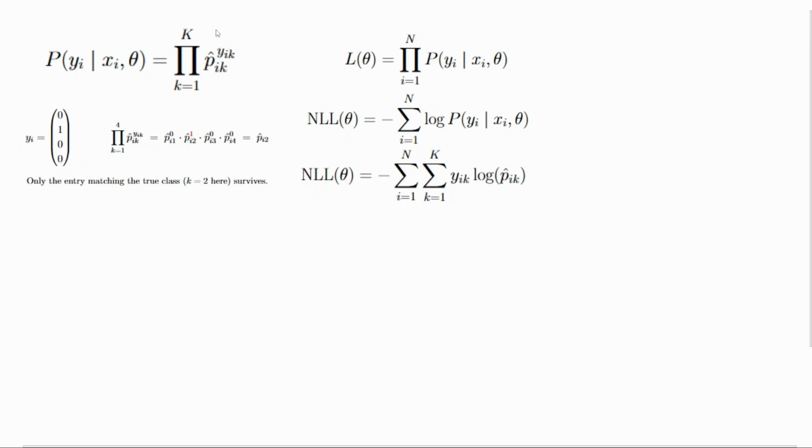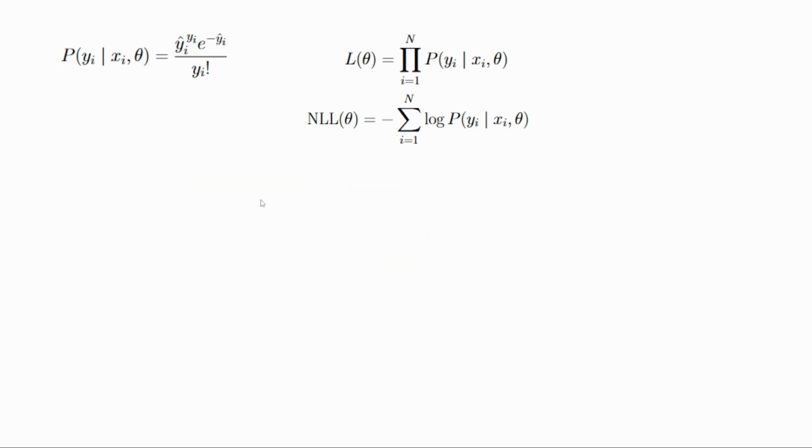Plugging this value into this expression here, we have the following expression, which again might be familiar to you. Again, what we want to do is find the parameters which minimize the negative log likelihood here. So this is the categorical cross-entropy. This is the loss behind basically every multi-class image classifier or any multi-class classifier you've probably heard of.